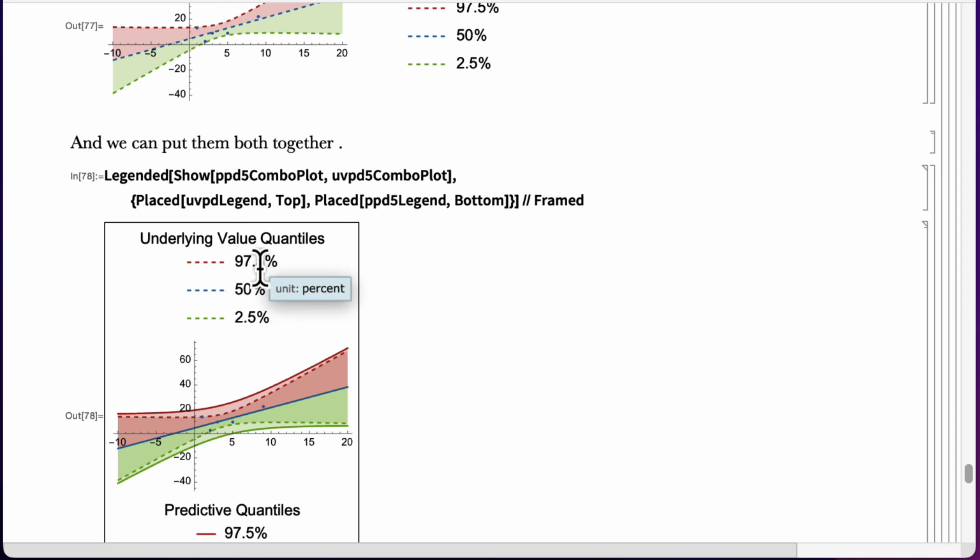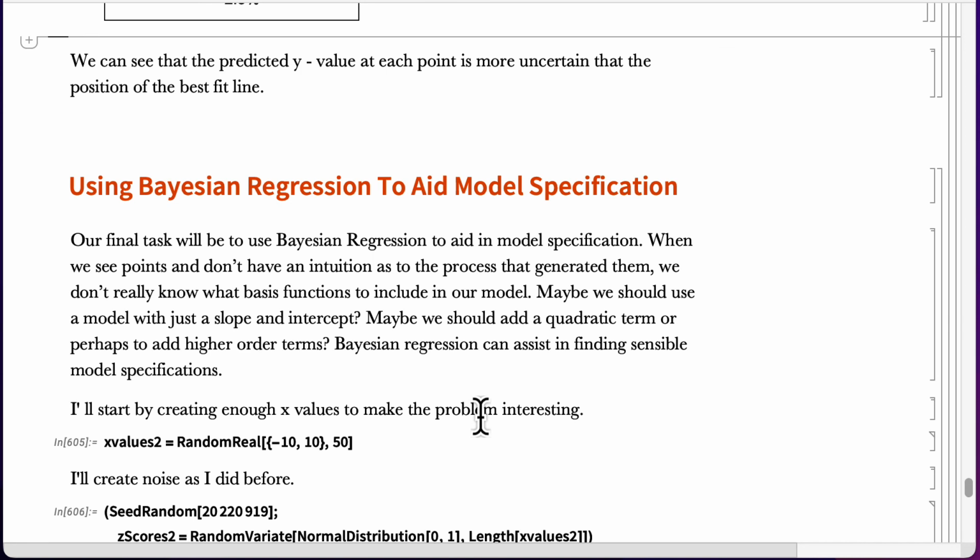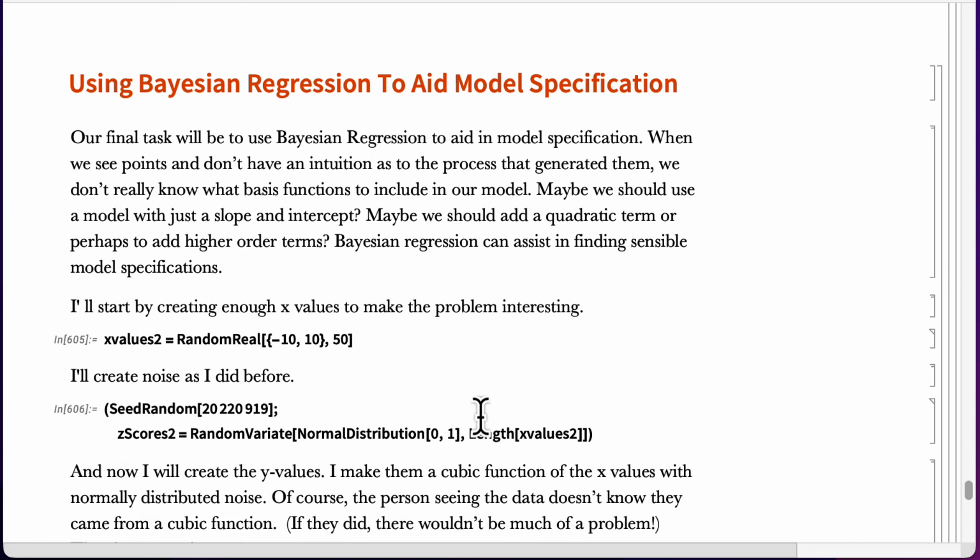This is the 97.5 quantile of the y value, and the green line here is the 2.5% quantile. Okay, one more thing and we're done. Remember that log evidence thing I showed you a while back? Well, there's more use for it. We can do more things with it.